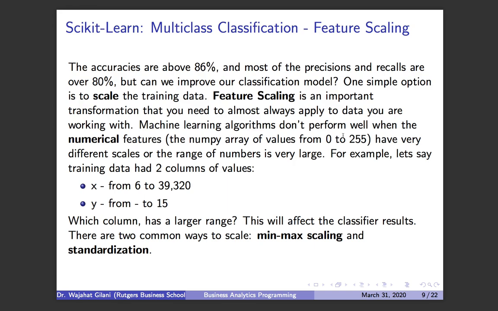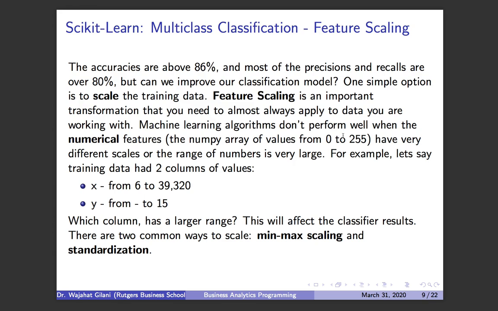Machine learning algorithms won't perform well when your numerical features, in our case pixel scores from 0 to 255, have very different scales. If the range of numbers is very large, it won't work well on those machine learning algorithms, right?